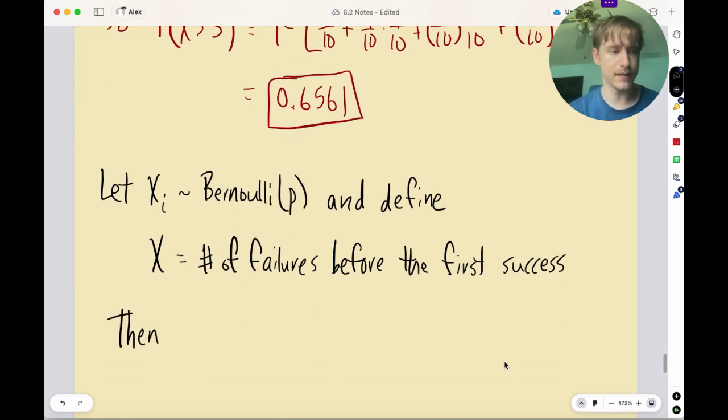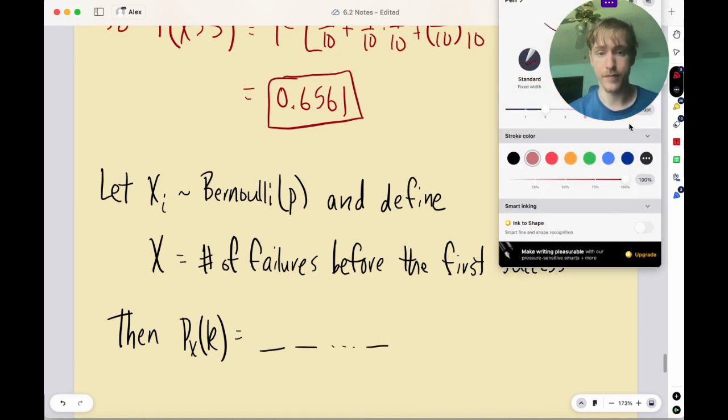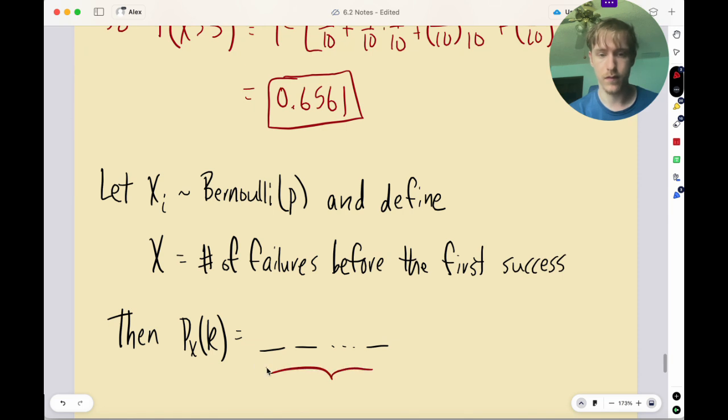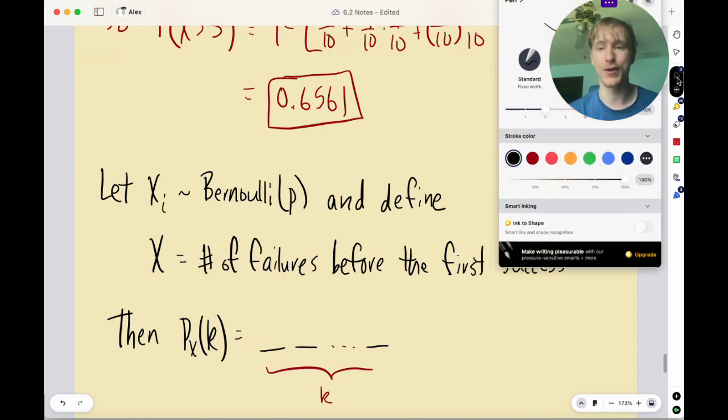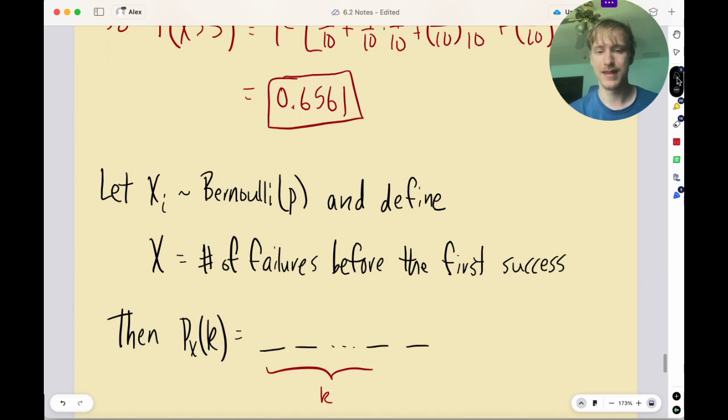Then what we have is that the probability distribution is going to look like this. So if we want k failures before the first success, that means that that's a failure, that's a failure, that's a failure, and we have k of them. So we have k failures. But then in order to stop the failure train, this has to be a success.